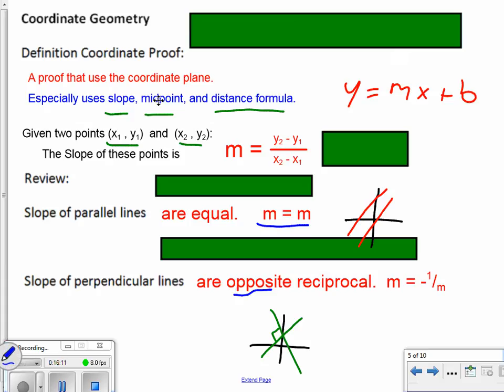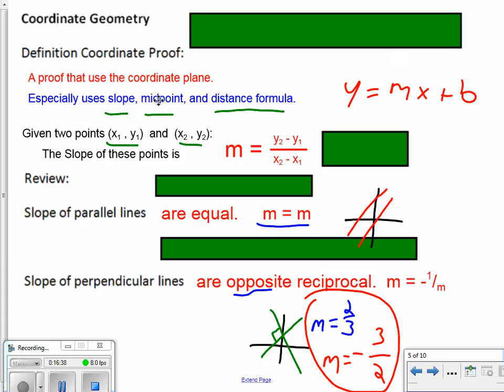So if these were perpendicular lines and one of them had a slope of 2/3, well, the other one would have to have a slope of negative, because it's the opposite, so positive becomes negative, negative becomes positive. You'd say negative, and then you flip around the fraction, 3/2. If these are the slopes of two lines, we know for sure that they are perpendicular, because they have opposite reciprocal slopes.